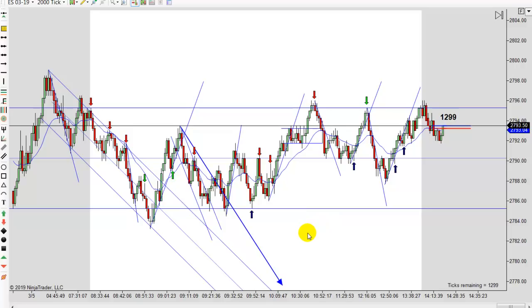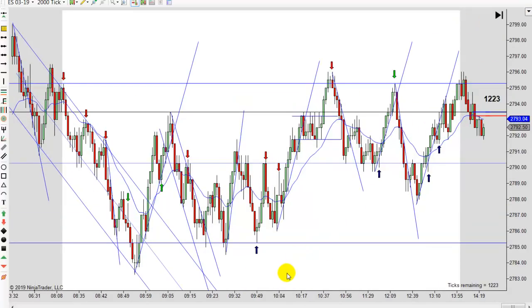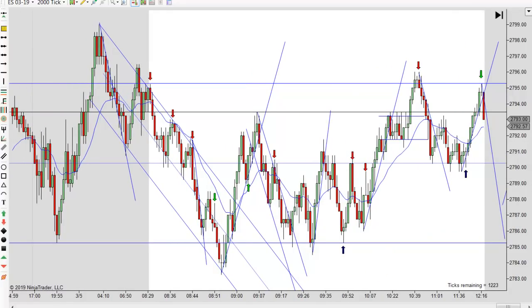But anyway, that's how you would analyze this early on. Let's back out here, talk about the trades.